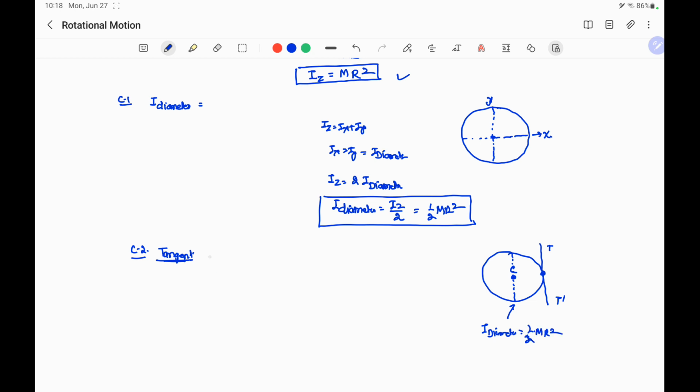Therefore, we can use the parallel axis theorem, which says that I TT dash will be equal to I diameter plus the mass of the ring, this is m, into the distance between these two parallel axes, and this distance is the radius of the ring. So it is m r square, and it will be equal to half m r square plus m r square, and it will be equal to 3 by 2 m r square.